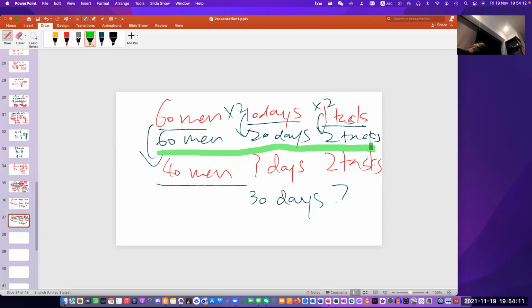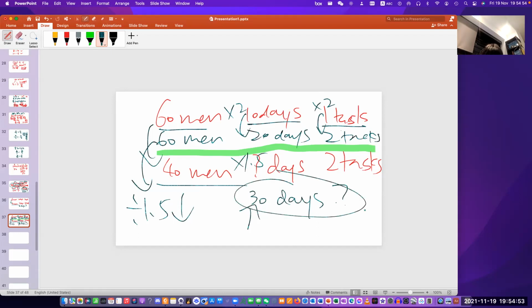Now the manpower is reduced. What is the factor here? 60 to 40. 60 divided by what equals 40? 60 divided by 40 is 1.5. Yes. So 60 divided by 1.5, you get 40 men. So the manpower reduces, so the number of days goes up by 1.5. So the answer is 30 days.